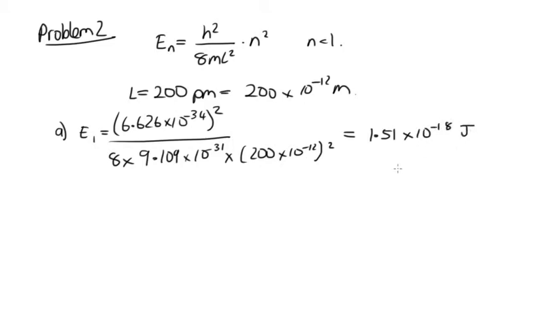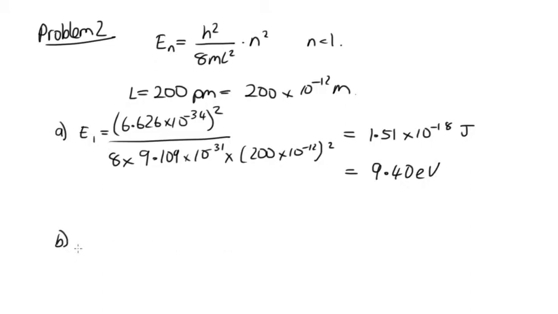Now, more common units to use for these types of energies, just because it's a better unit for things of this size, is electron volts. So if we want to get this to electron volts, we divide by the charge of an electron, 1.602 times 10 to the minus 19. And when we do that, we get 9.40 electron volts.